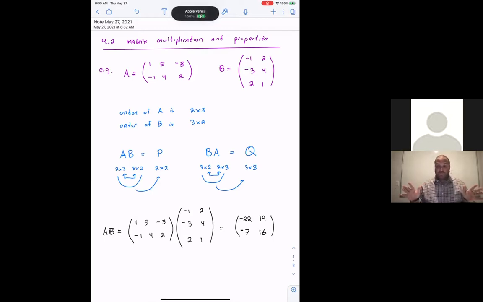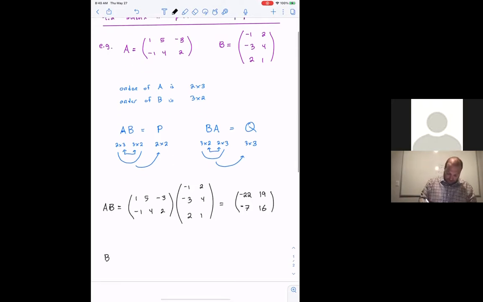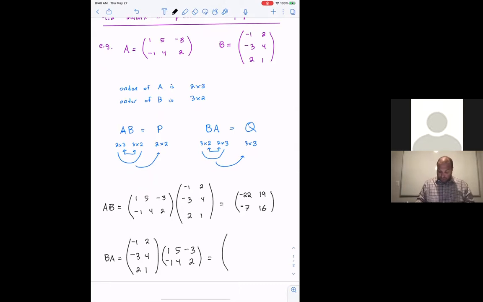Why do we define matrix multiplication this way? Great question. We'll answer it later. For now, it's just, this is how we do it. Let's do BA just to show you what we get in the other direction. So for BA, -1, 2, -3, 4, 2, 1 times 1, 5, -3, -1, 4, 2. We know from above that we're going to get a 3 by 3 matrix.